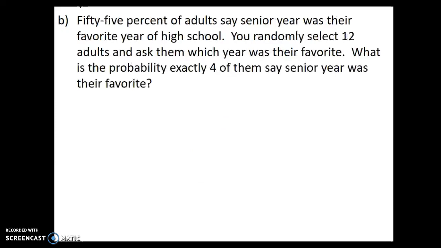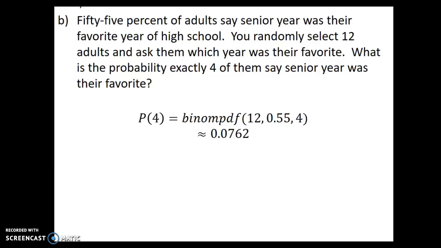Bit of review for part B, we said this one was binomial. Since we're just finding the probability of just 4, so not more than 4 or at most 4, anything like that, just 4, we can use your calculator's binomial PDF function. We would want to tell it we are having 12 trials, we have a 55% chance of success, and we want 4 successes to occur. As long as I type that into my calculator correctly, I got about 0.0762.